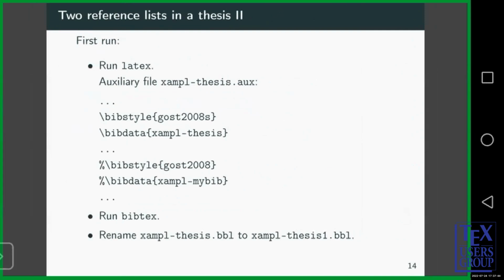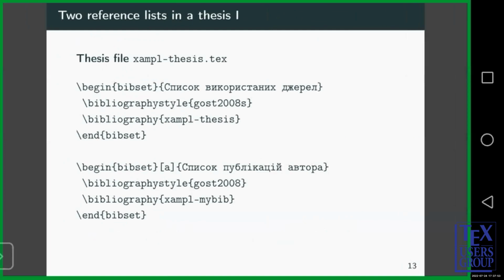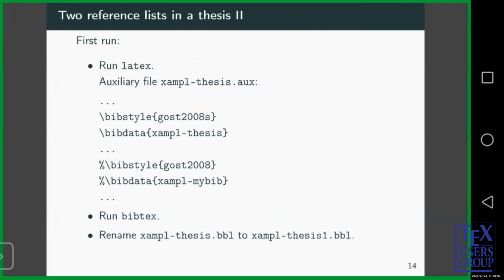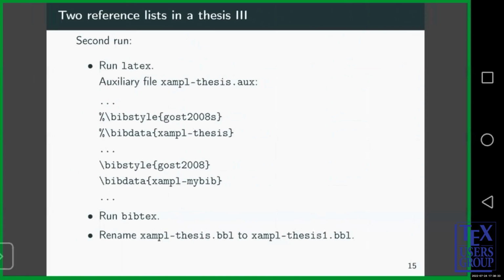In a few words, you can see on this slide there is a special BibSet environment. This environment works as follows. During the first run, the commands bibstyle and bibdata are written to the auxiliary file from the first environment, but on the second run, the first environment is ignored and information is taken from the second environment.